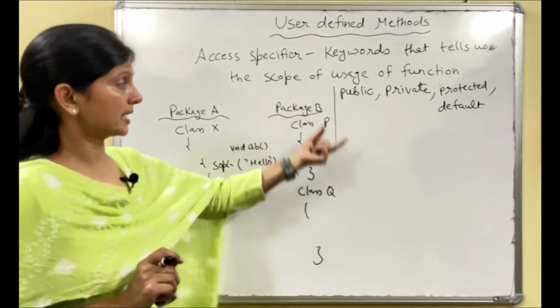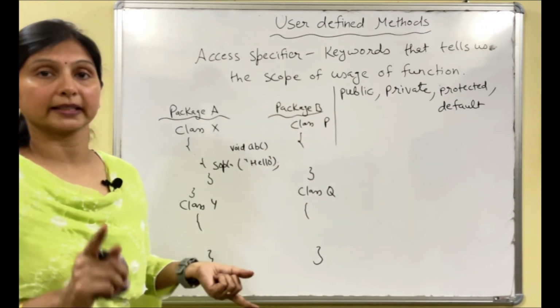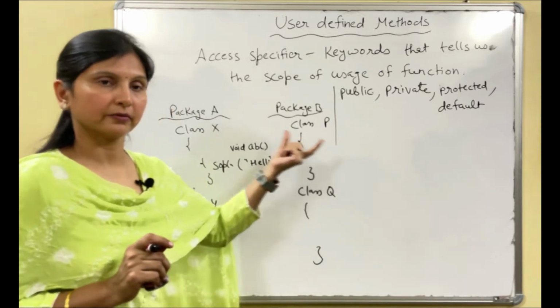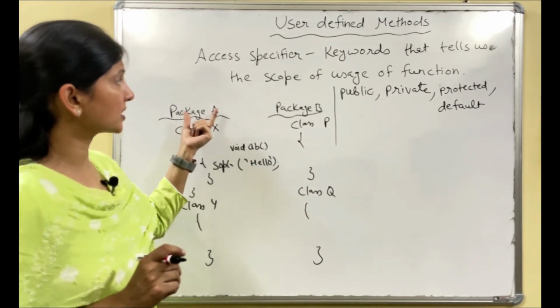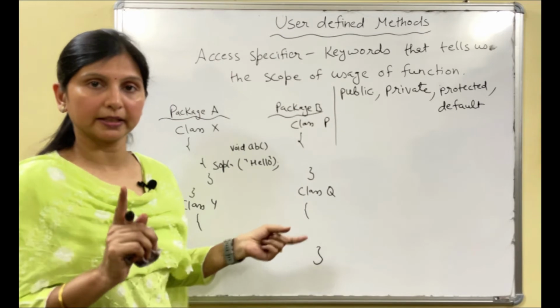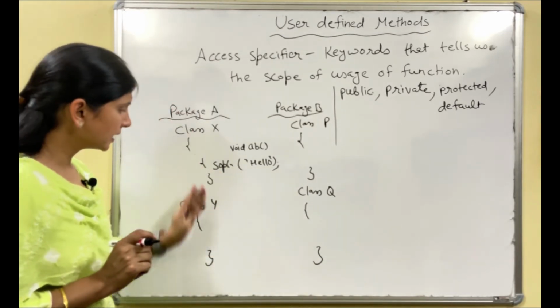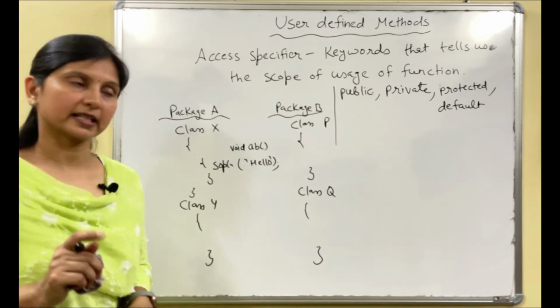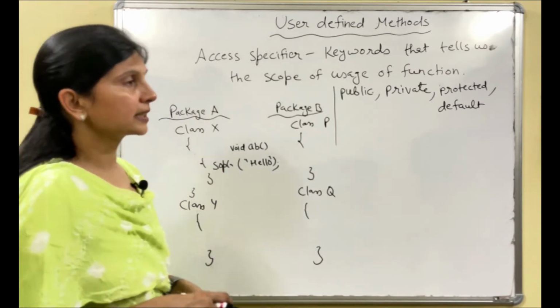Public can be accessed anywhere. This is the only difference between default and public. Public can be accessed outside the package. Fine. Outside package A, public can be accessed, but default only by all classes within package A, not outside. This is the difference. So I hope it is clear.